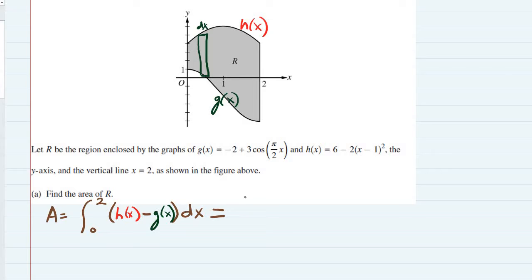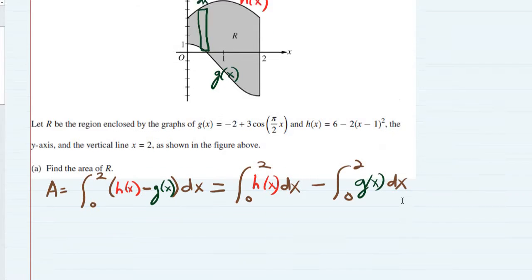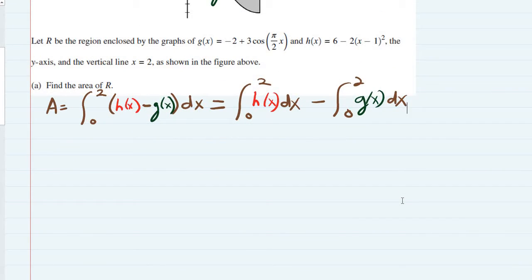We'll break this up into two separate integrals. I'm going to go from 0 to 2 of h of x dx, minus, and then we'll integrate also from 0 to 2 of g of x dx. So this is the setup that we're going to use. All we're going to do now is substitute in these functions.